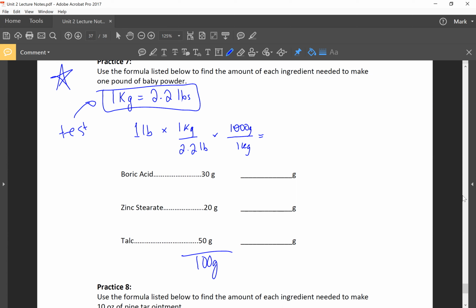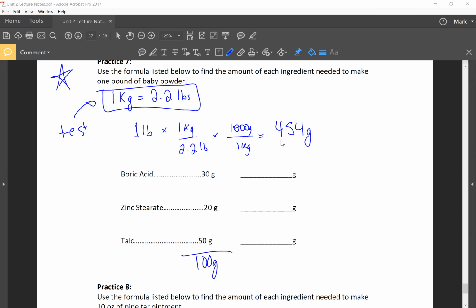So 1 divided by 2.2 times 1,000 gives me about 454 grams. About, right? You could say 455, 454. This is just a rough calculation because there is no nice, easy way to convert from pounds to grams, because imperial units are crazy.